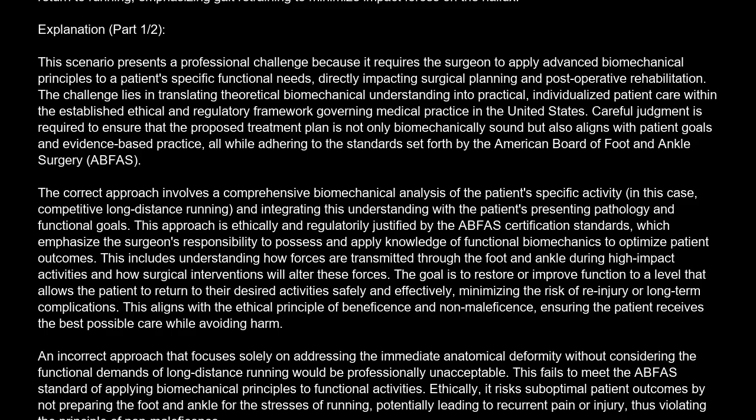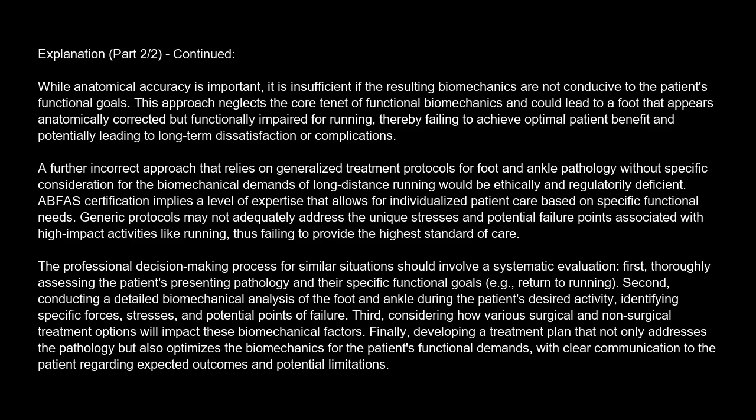Another incorrect approach that prioritizes a technically perfect surgical correction based on static anatomical measurements, disregarding the dynamic forces experienced during running, is also flawed. While anatomical accuracy is important, it is insufficient if the resulting biomechanics are not conducive to the patient's functional goals. This approach neglects the core tenet of functional biomechanics and could lead to a foot that appears anatomically corrected but functionally impaired for running, thereby failing to achieve optimal patient benefit and potentially leading to long-term dissatisfaction or complications.